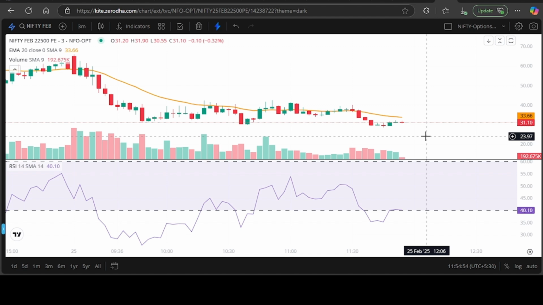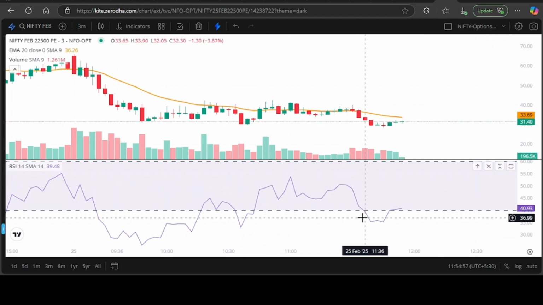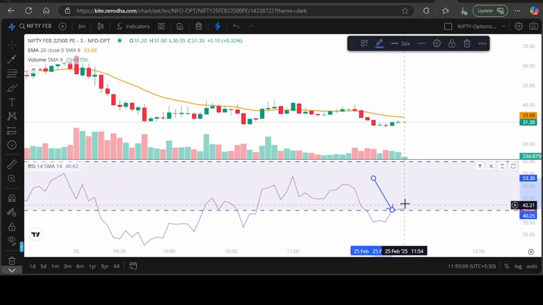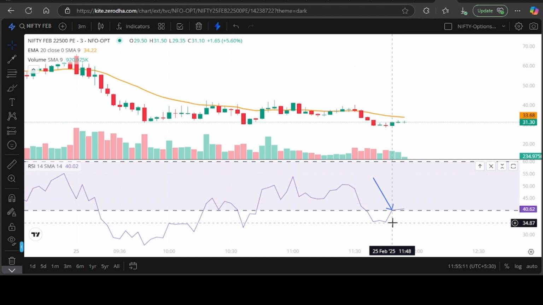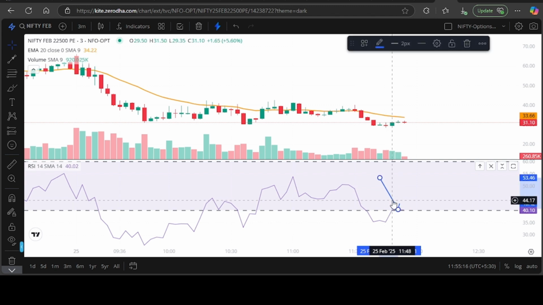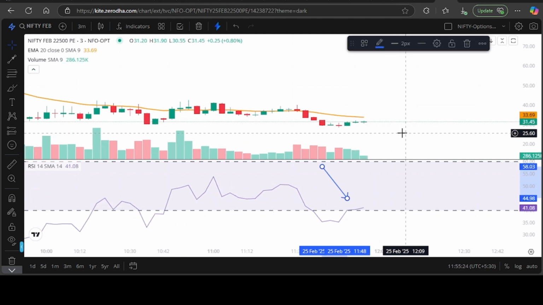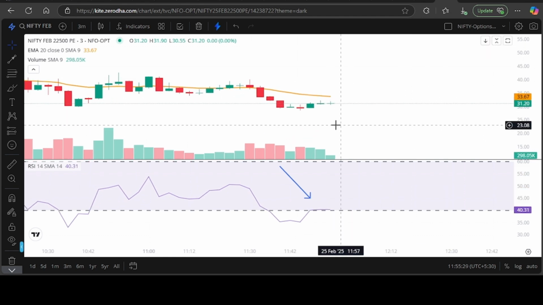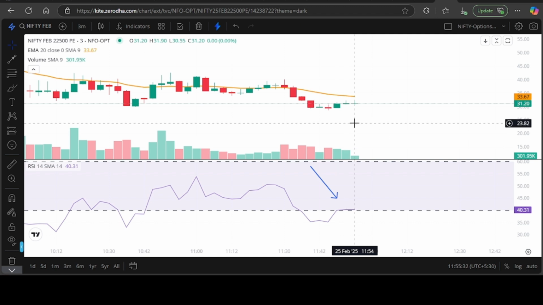So here I see that it's trying to resist at the level 40. Let me mark it for you. It's trying to resist at this level, but let's see if it does somewhere here or here, and if there is a tick down from here from the RSI 40 level and the candle that is formed is as per our strategy, as per our requirement, only then we will think of going for a trade.